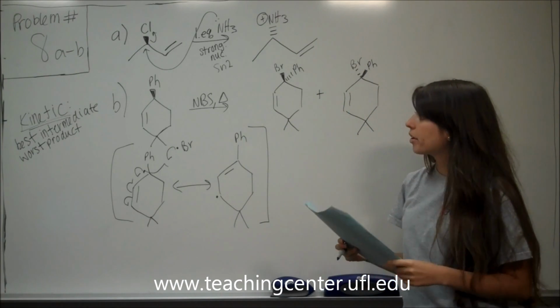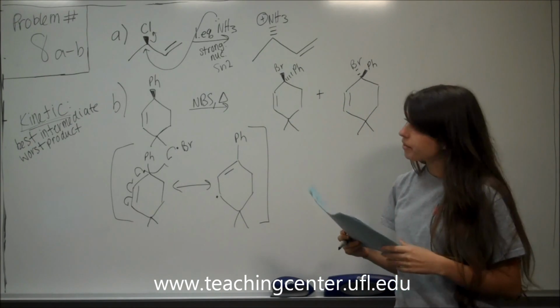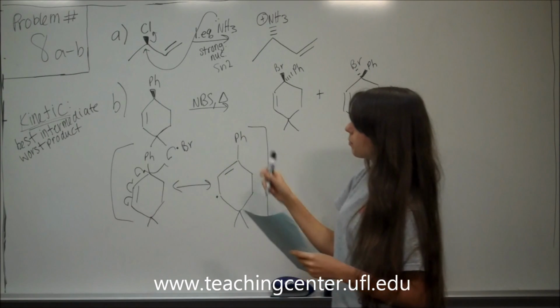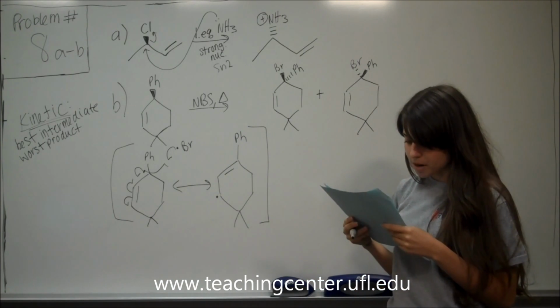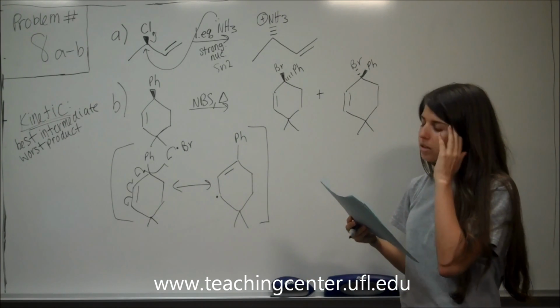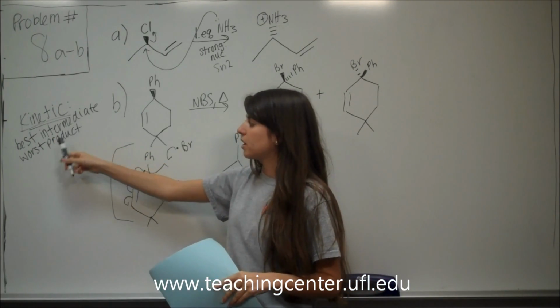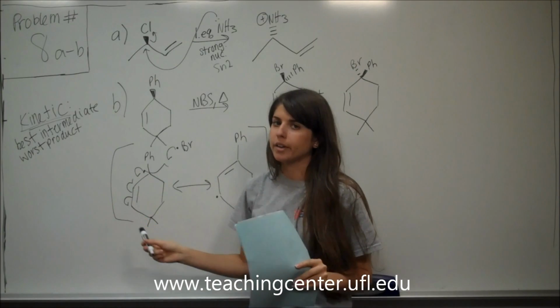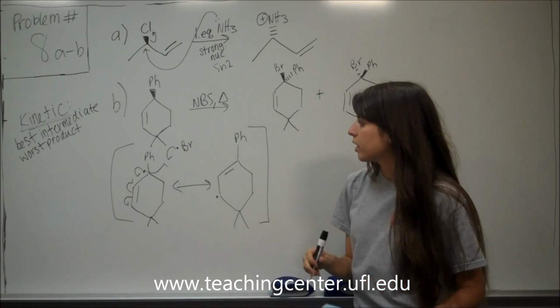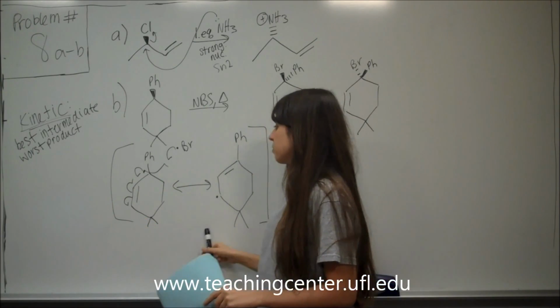Then for part B, we're given this molecule with NBS, and it says give the major kinetic substitution product. So we know that kinetic product means best intermediate and worst overall product at the end. So we want to look at the radical intermediates. So I drew the resonance structures.